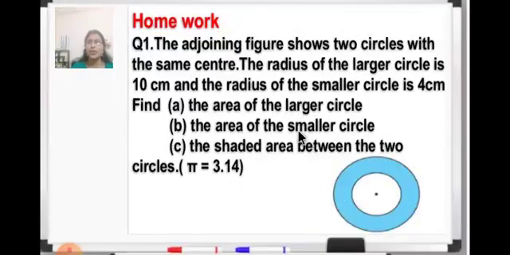Now children, this is your homework for today. You will solve it in your maths notebook. This is the question. You have to find out the area of the larger circle, the area of the smaller circle, and the shaded area between these two circles. And you have to take the value of pi as 3.14.